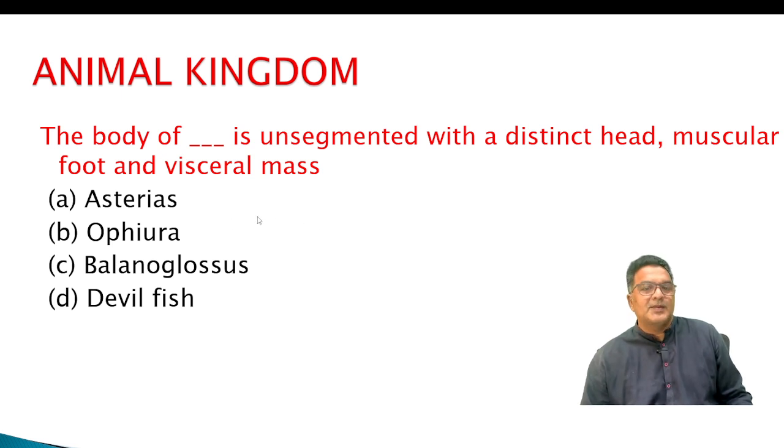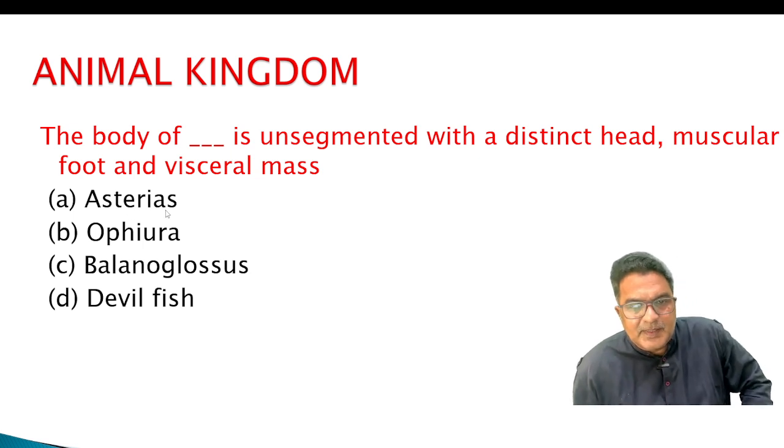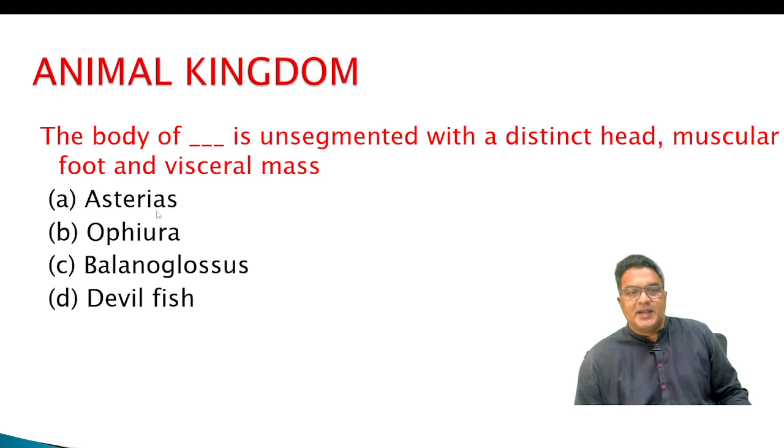Phylum Mollusca. So let's talk about the individual examples given here: Asterias, starfish, Echinodermata; Ophiura, brittle star, Echinodermata; Balanoglossus, acorn worm, Hemichordata. So our answer is devilfish, octopus.